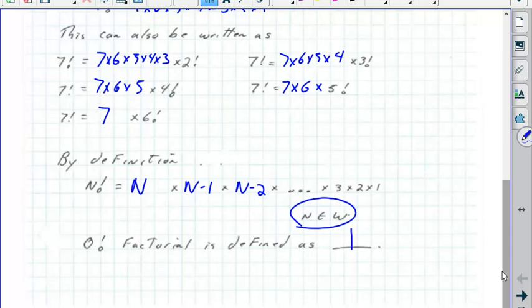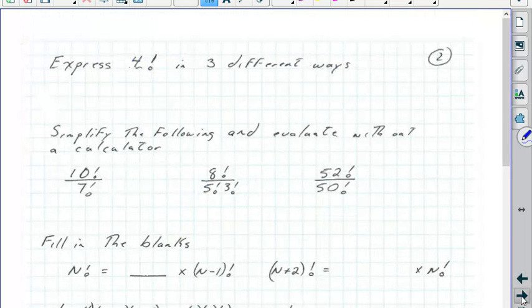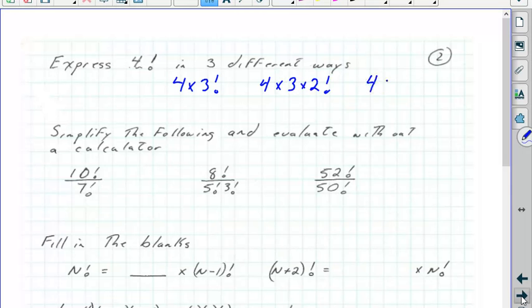So any number can be written like this. Any variable can be written like that. So 4 factorial can be written as 4 times 3 factorial, 4 times 3 times 2 factorial, or 4 times 3 times 2 times 1. All of these are going to be 24.